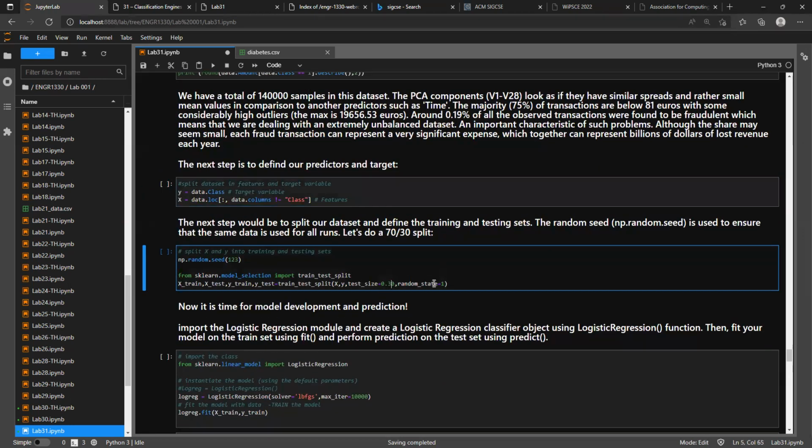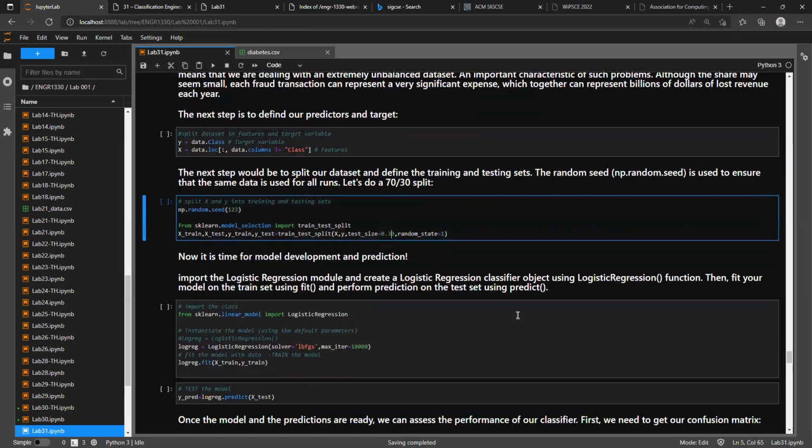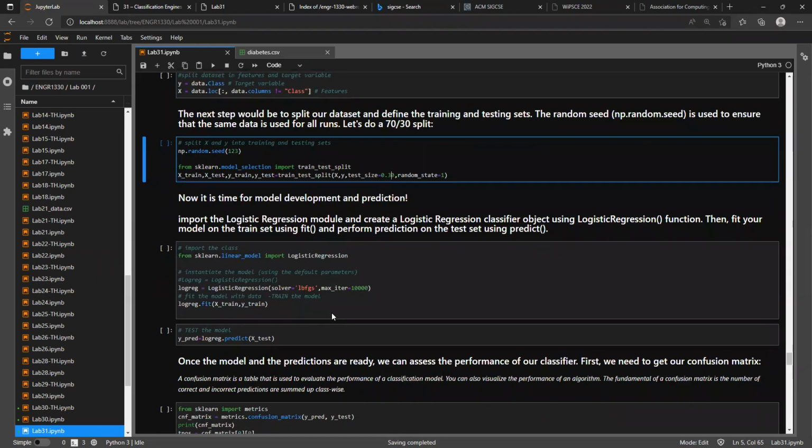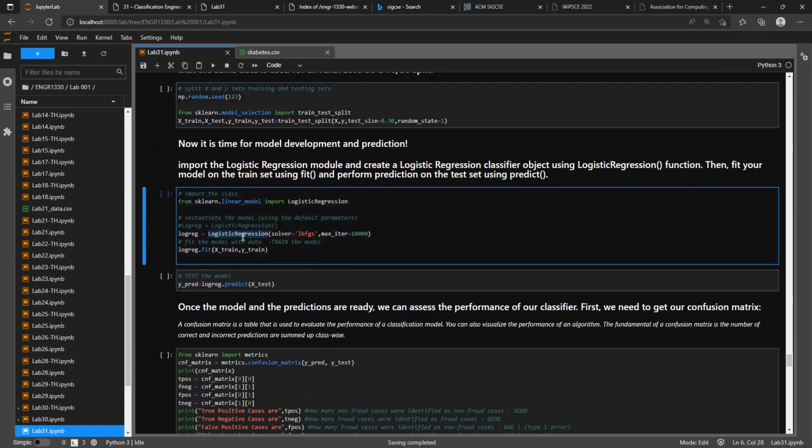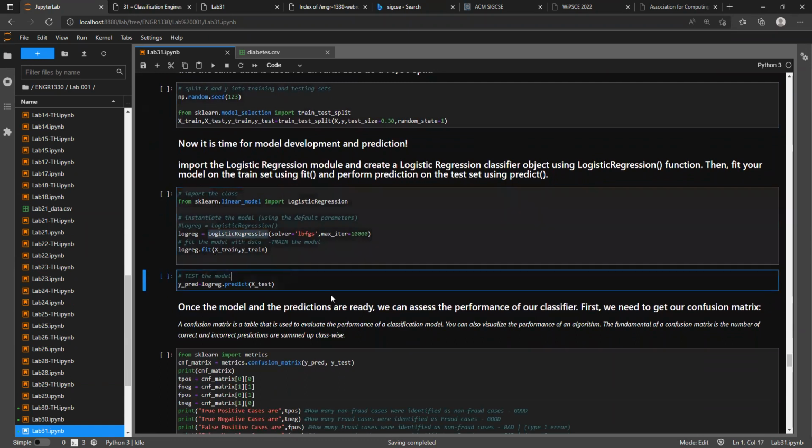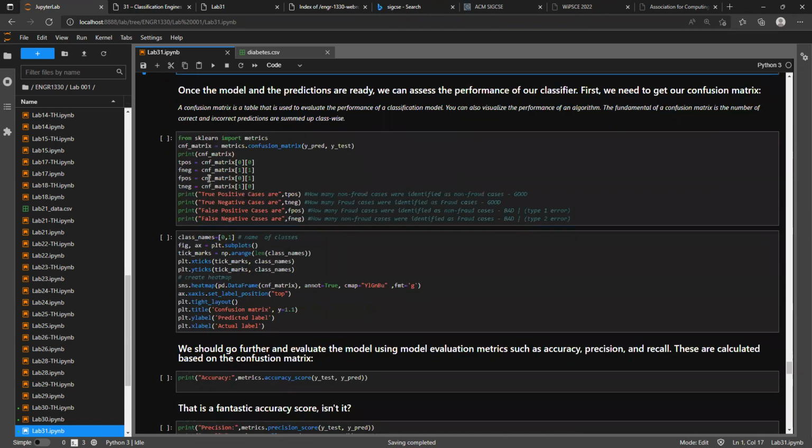We're going to do a 70-30 split this time. So kind of like we were talking before, what I was just fiddling around with, we're doing 70-30 instead of 75-25. And then it's all the same copy and paste, really. We're going to do the regression, then the fit, and we're going to get our confusion matrix right here.